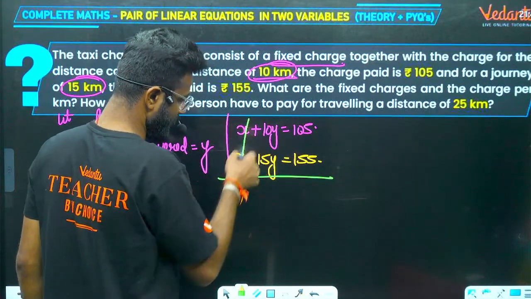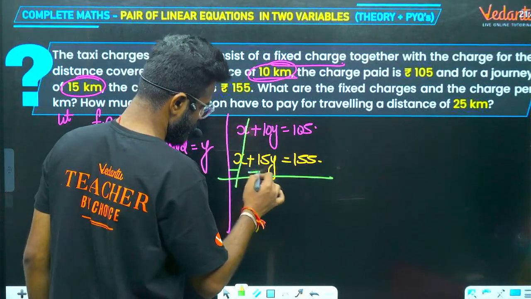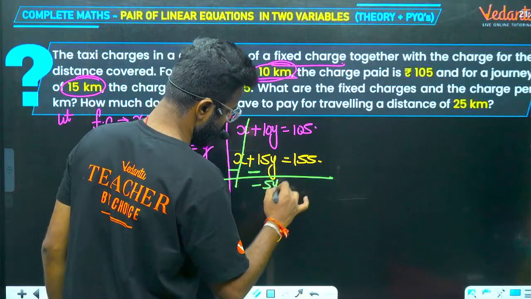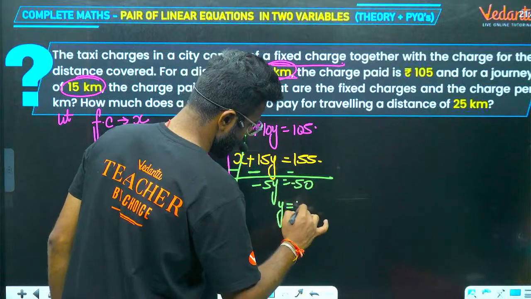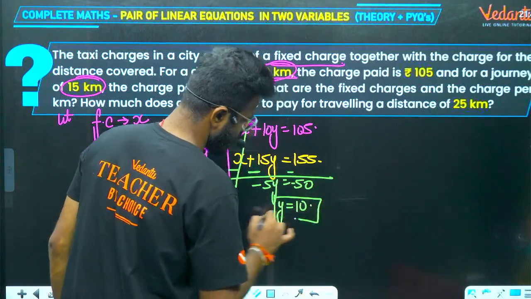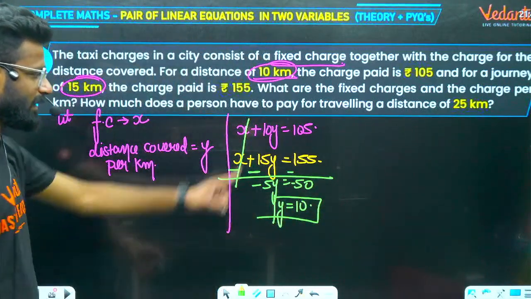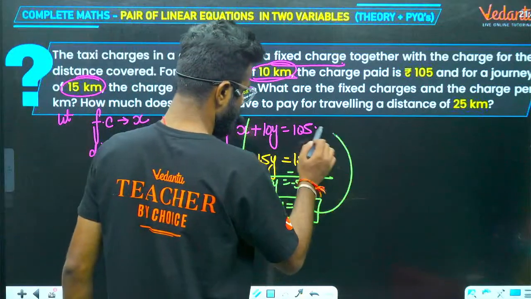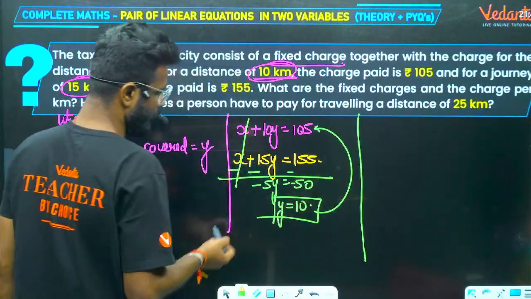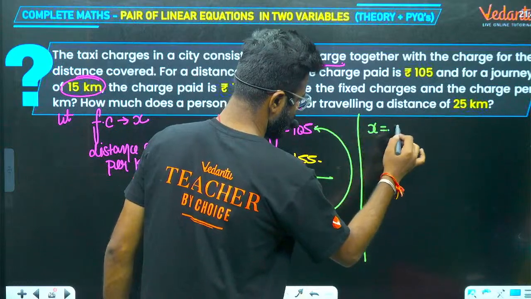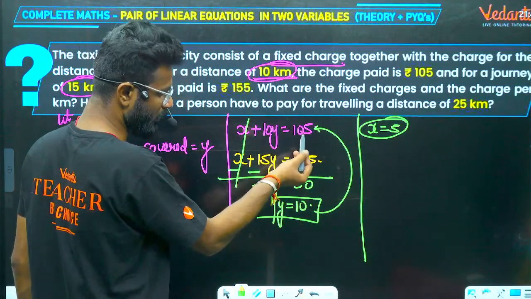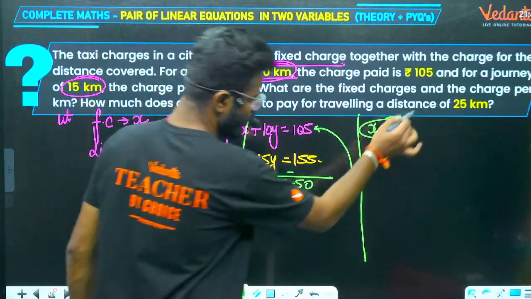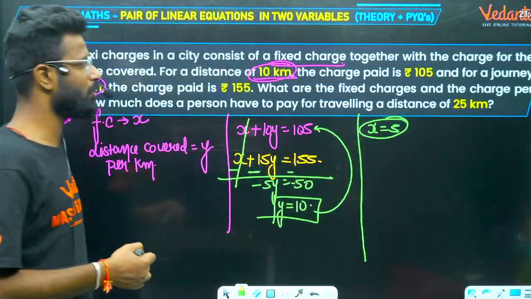Plus x and minus x cancel out each other. This gives minus 5y equals minus 50. Okay, so y equals 10. Put y equals 10 in this equation, you get the value of x. So x equals 5, because 10 tens are 100, and 105 minus 100 is 5. So x equals 5 and y equals 10.